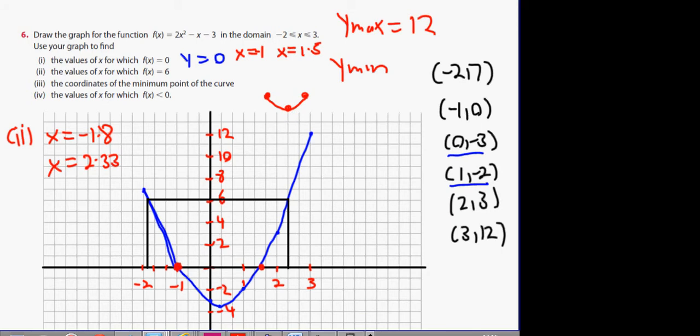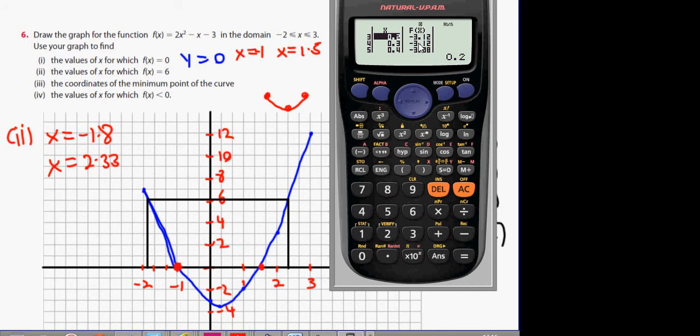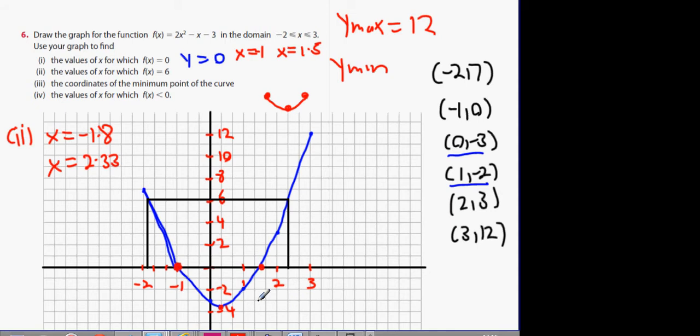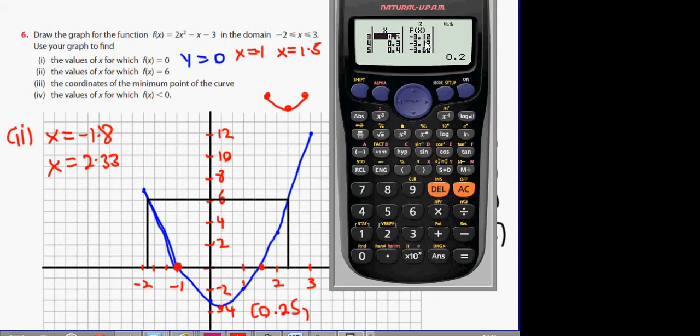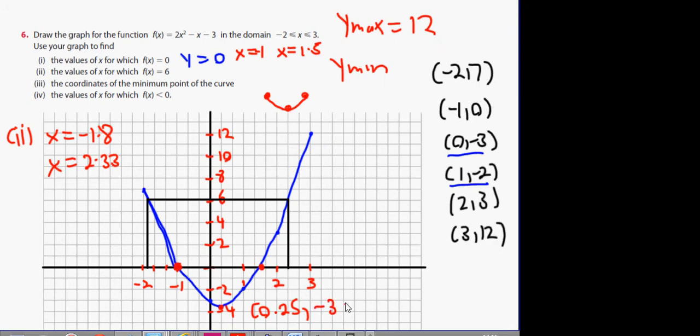And what do we know about the lowest point? We only have to estimate it, so we can say x is 0.25 and y is, take a guess, is it going to be bigger or smaller than minus 3.12? Is it going to be higher or lower? Lower. Call it minus 3.2. It's only an estimate anyway. Okay, that's the minimum point. Done.